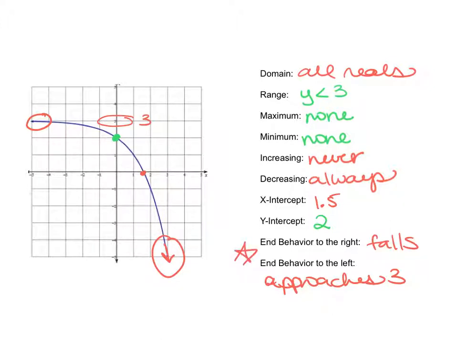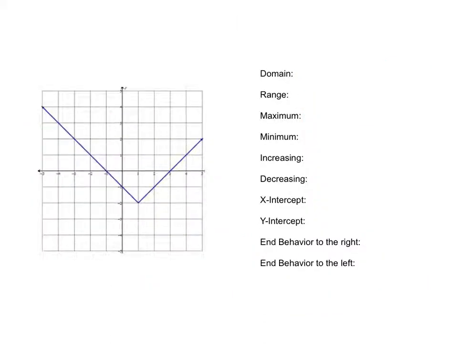Okay, just a hint on exponential functions. One of these, either the end behavior to the right or the end behavior to the left, is always going to be approaching some number, always. Okay. All right, so here, again, I've got arrows on them. So the domain is all reals.